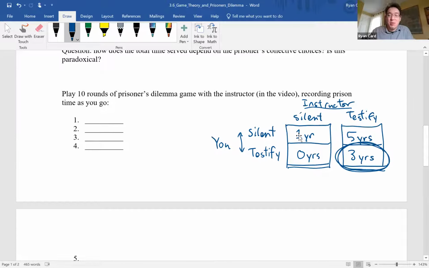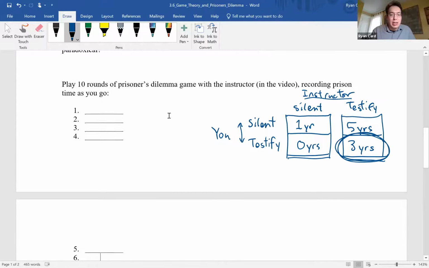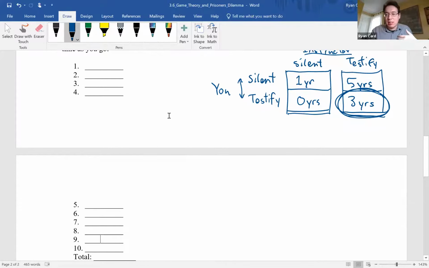So what you'll do is you need to either have this worksheet open and pause and be able to record how many years of sentence you get on each try, or if you have a pad of paper, write down what you do at each and what kind of sentence, like a prison sentence, you got for each game. Then we'll play 10 games, and I will show you my choice on video.